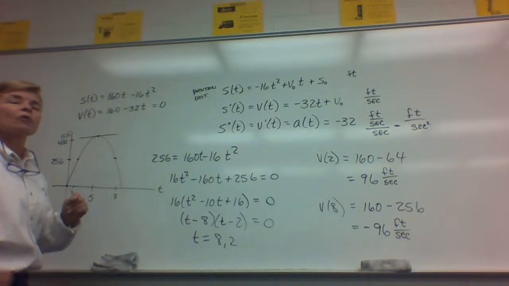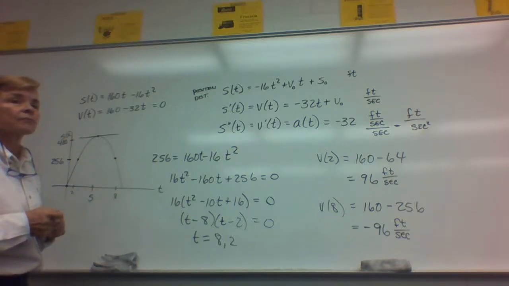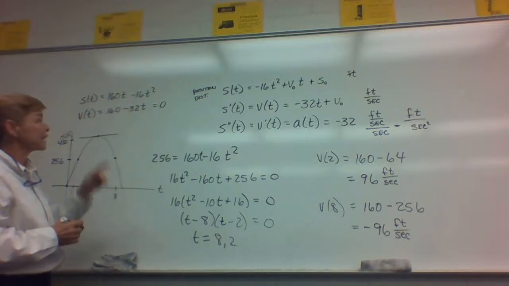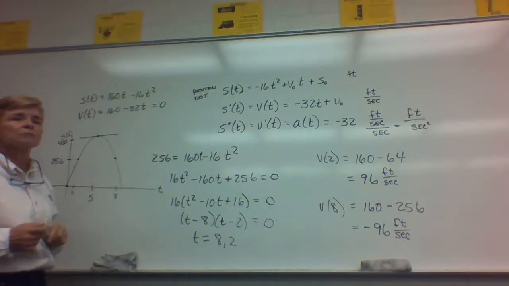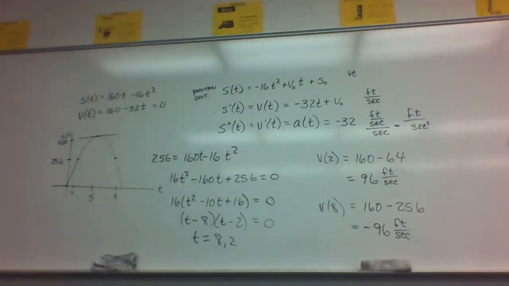How could we do that with an equation and not conceptually thinking? Set position equal to 0. Exactly. Put a 0 here and solve this quadratic. You will get 0 for one of the t's, that's this one, and you will get 10 for the other one. That's when it hits the ground.